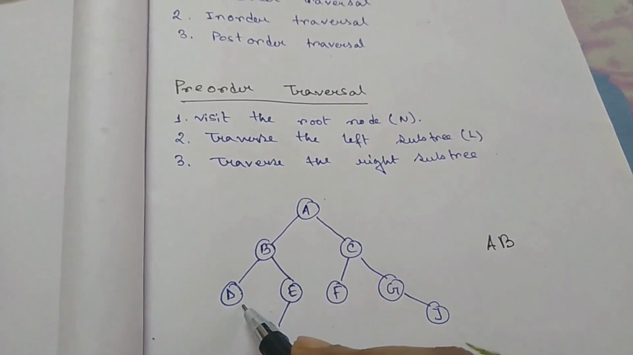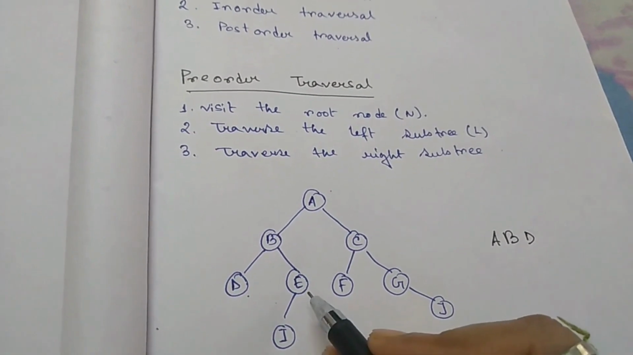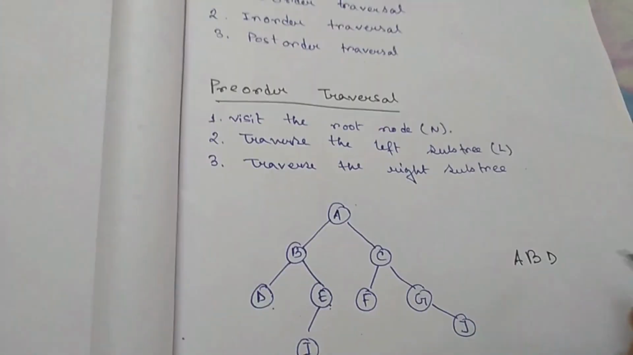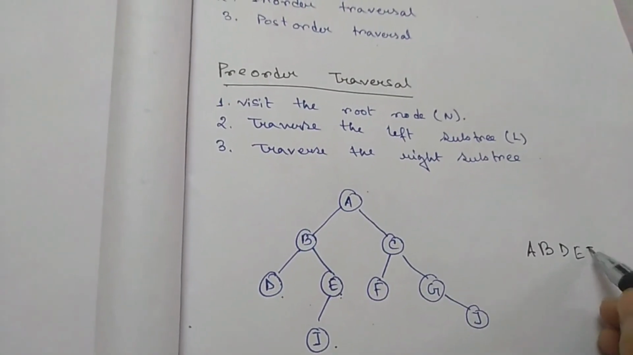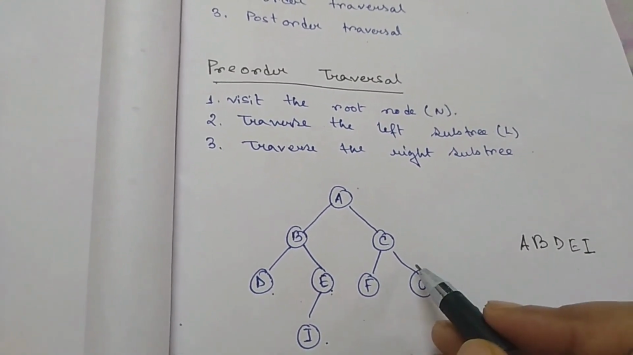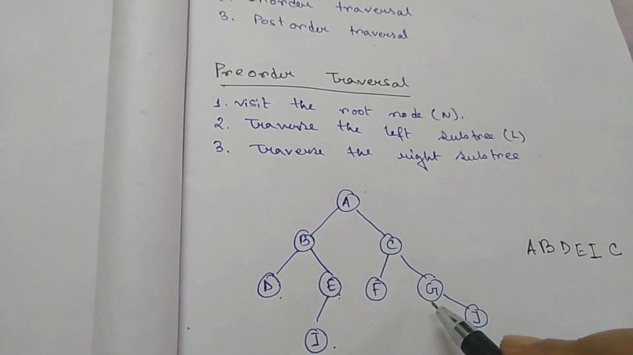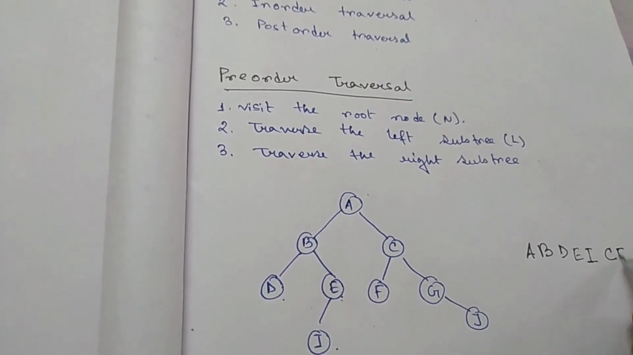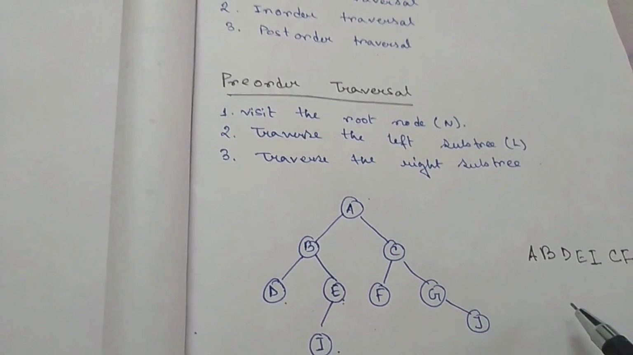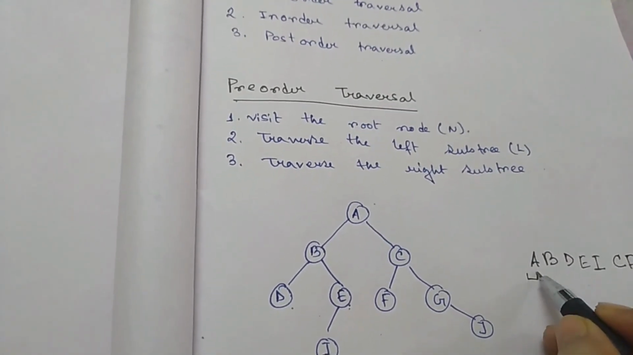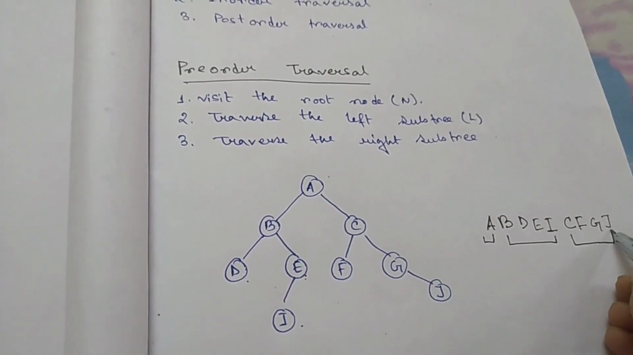Now the left node is d, that's why here we write d. Next move to the right node or the right subtree, that is e. And what is the left subtree of e? That is i. Next move to the right position, that's why here we write the value c. Next the left side value is f. Next move to the right subtree, that is g and j. So according to the formula, this is the root node, then left subtree, after that right subtree of that tree.